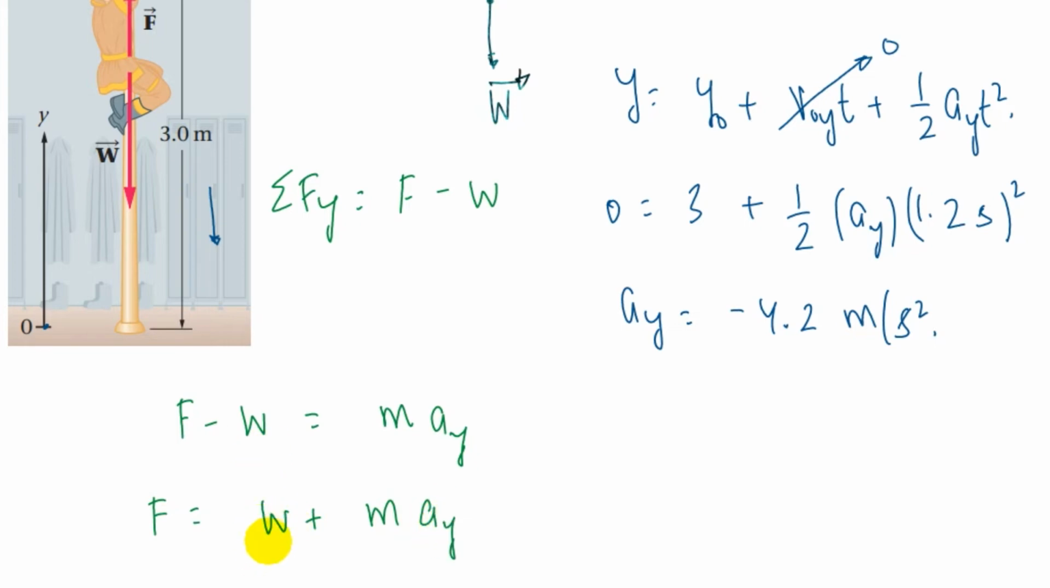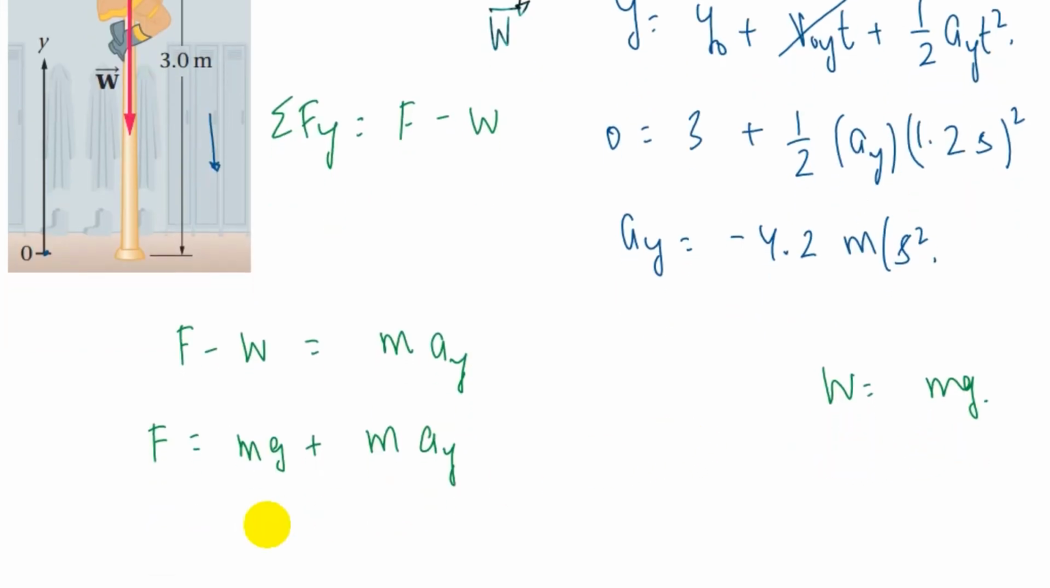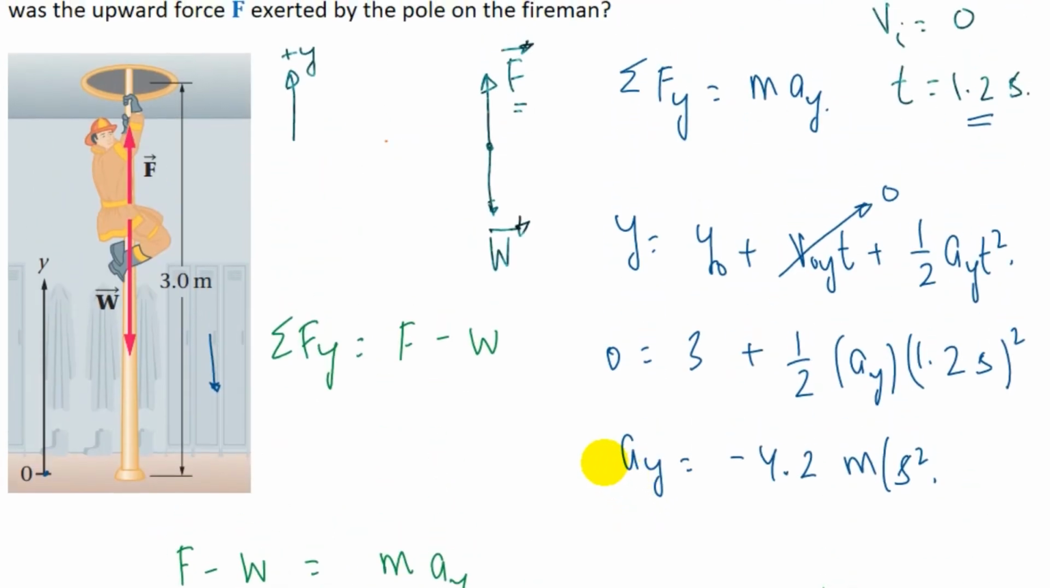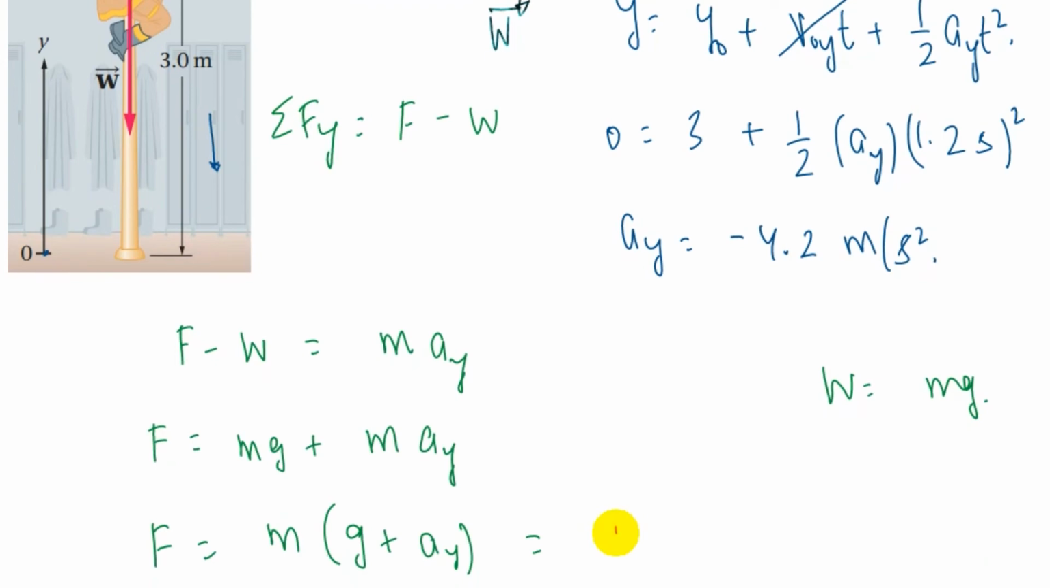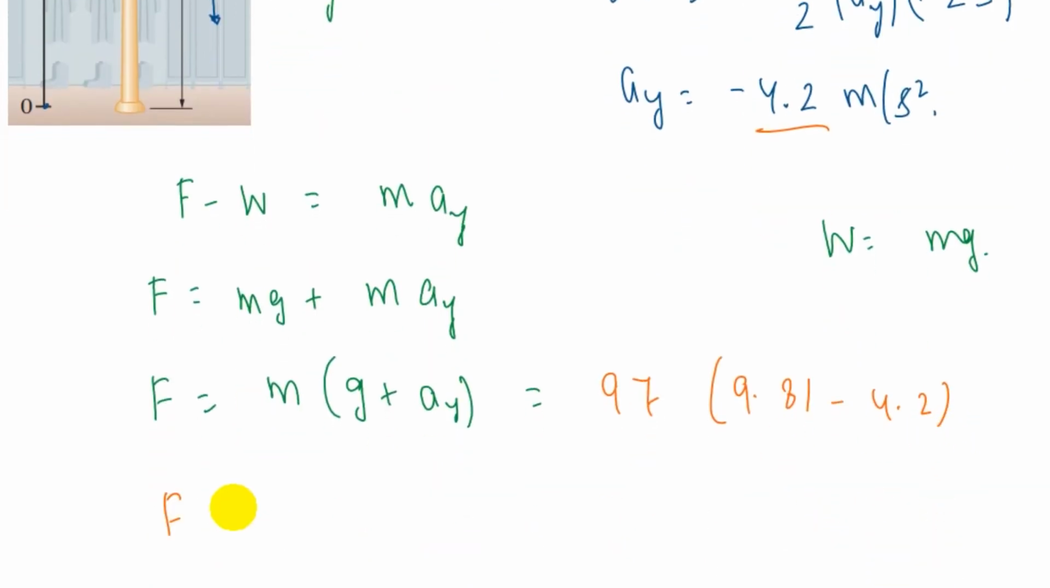Now what is weight? Weight is m times g, that we studied just now. W is m times g. Now from here the force F would be equal to m, we can take common, g plus ay. Now the mass of the person is given as 97 kg. G is 9.81. Ay we have minus 4.2. So on solving we'll get the force to be equal to 540 Newton.